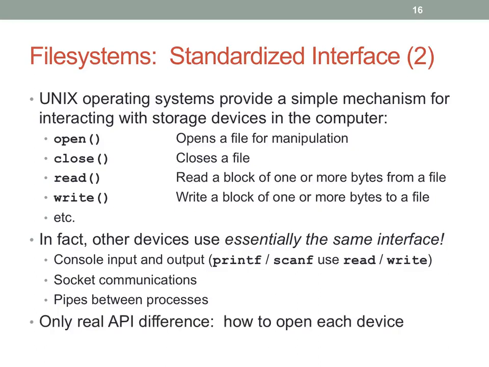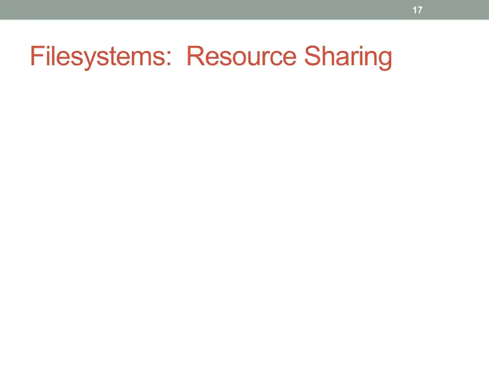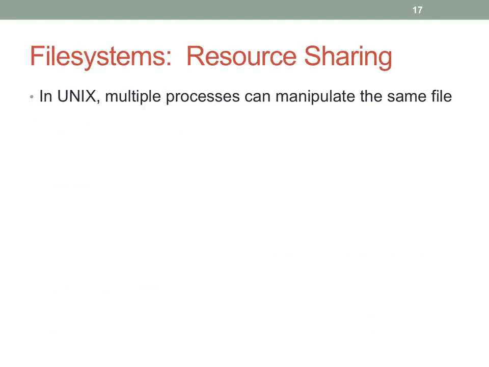So the only real API difference at this level is how do I open a socket or how do I open a pipe. For example, you would call pipe to get a pipe. You can call open or socket to open a socket, and so forth. That's basically the only place things change. That's the first part. So you can see how abstractions clean things up.